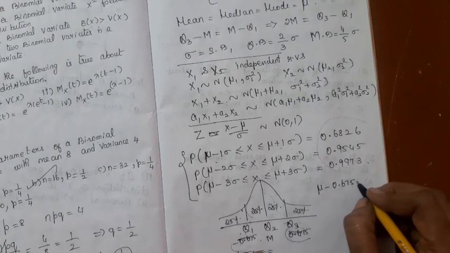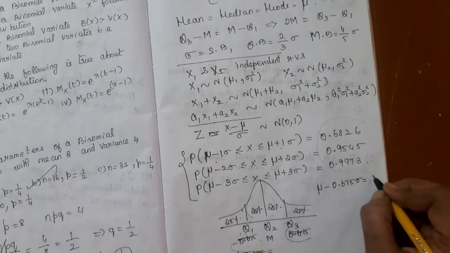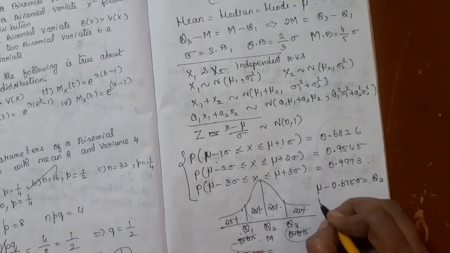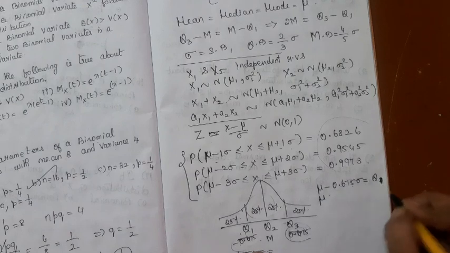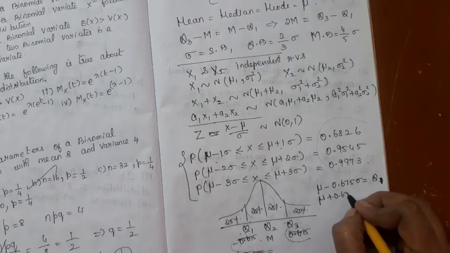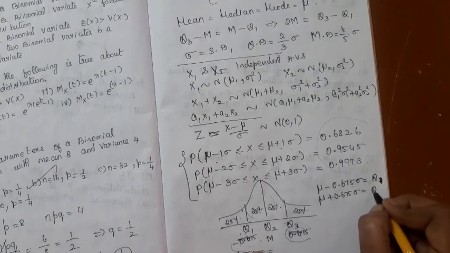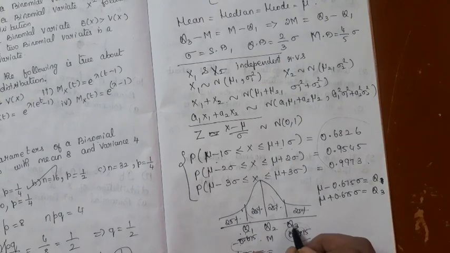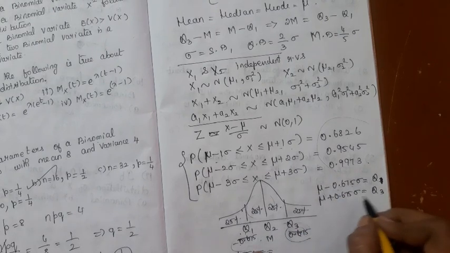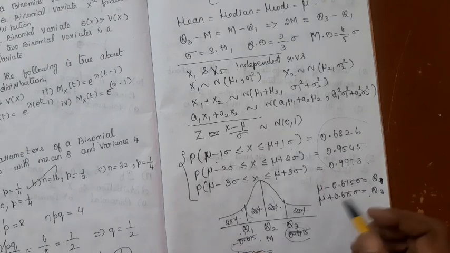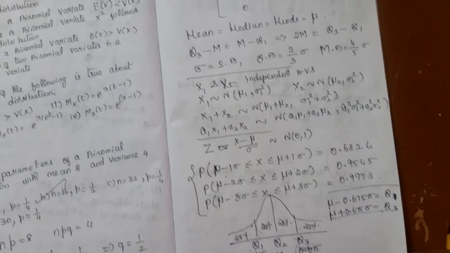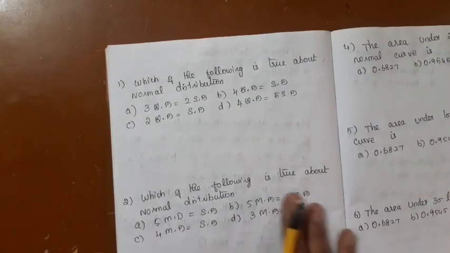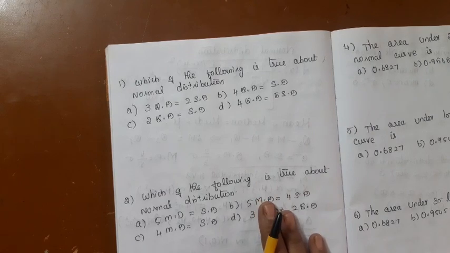Okay, mu minus 0.675 sigma is equal to Q1, and mu plus 0.675 sigma will be equal to Q3, right? So Q1 and Q3 you can find like this. By making use of these two equations, you can find mu and sigma when Q3 and Q1 are known. Now with all these points in mind, let us come to the problems.